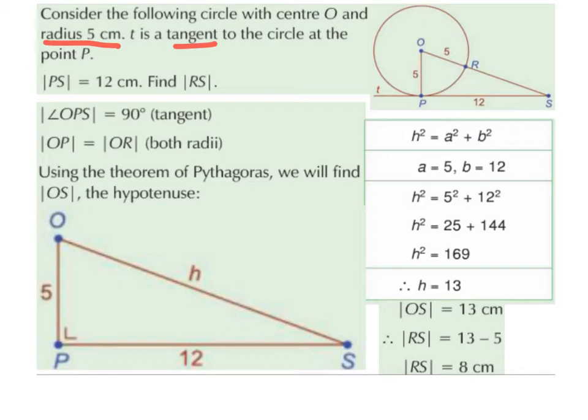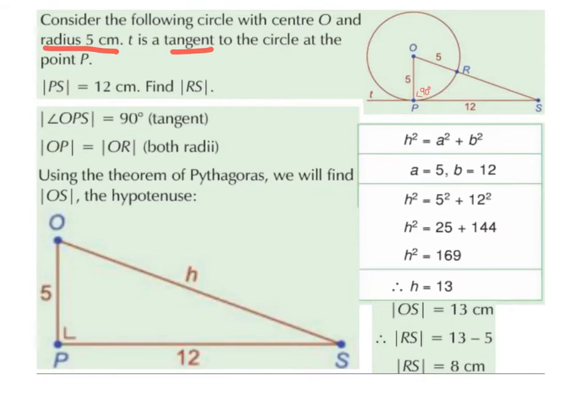Well, first of all, it's important to note that the angle OPS is a right angle, 90 degrees, because a tangent meets a radius at a 90-degree angle. So we have a 90-degree angle there.